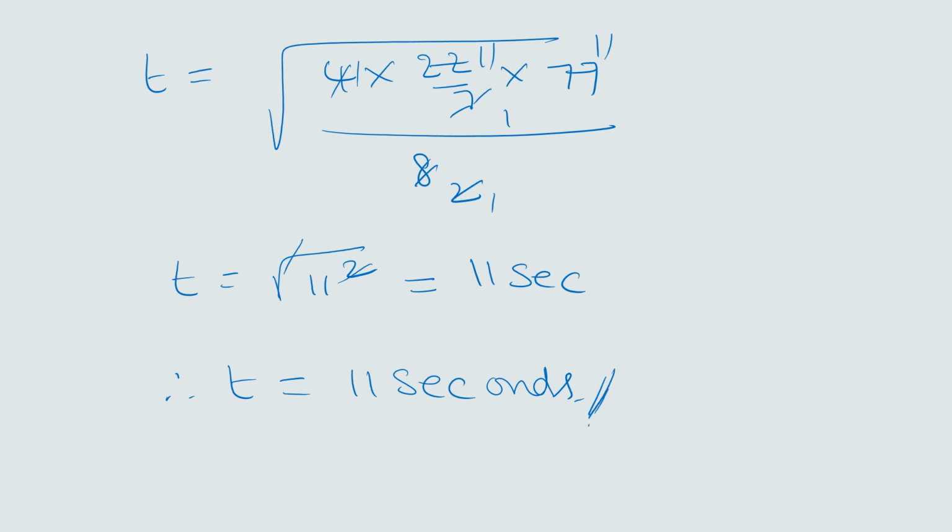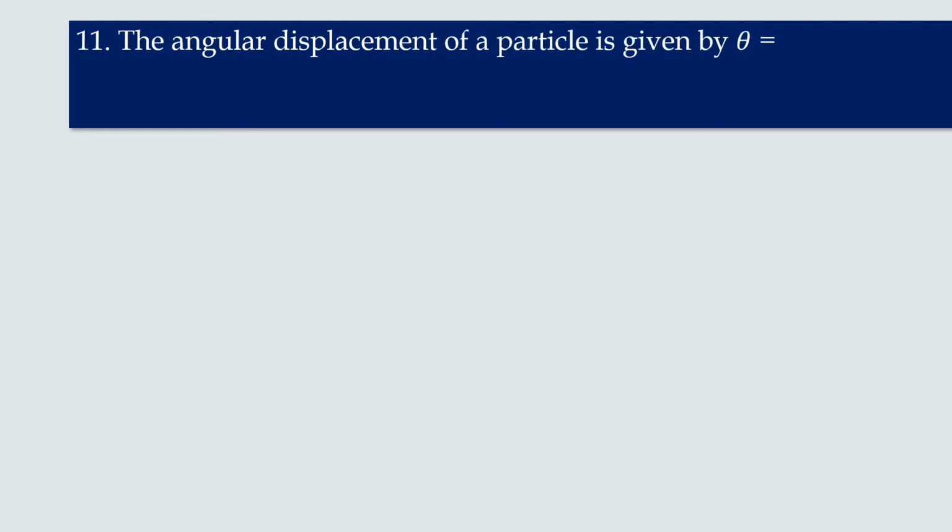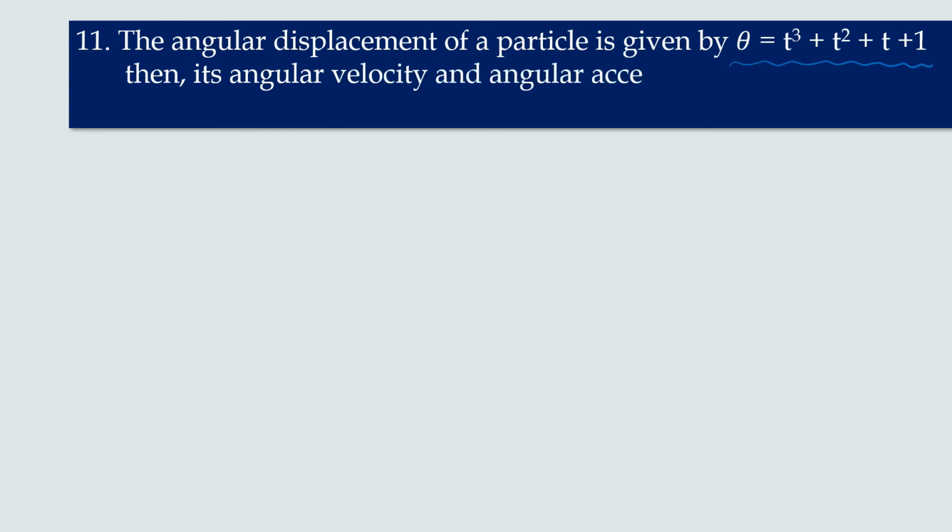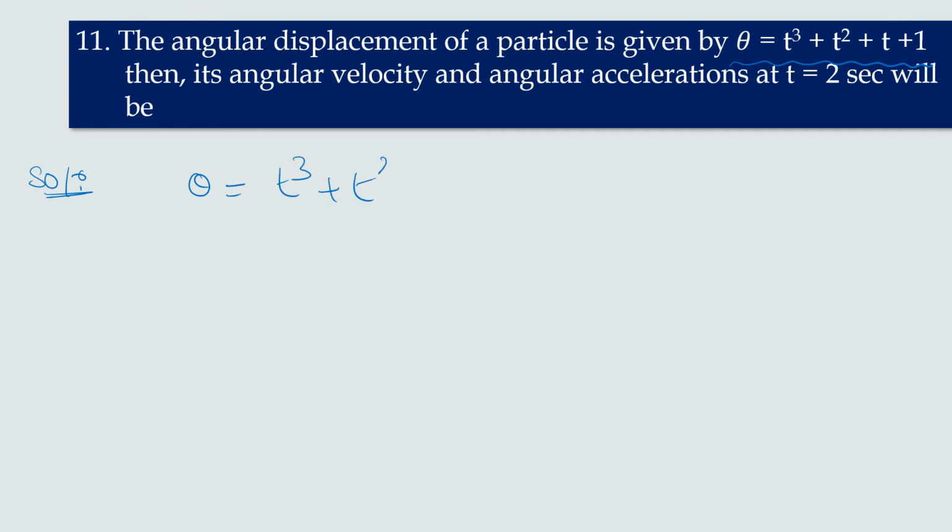Okay. Next we will go to the next question. The angular displacement of a particle is given by theta is equal to t cube plus t square plus t plus 1. Then its angular velocity and angular acceleration at t equal to 2 seconds will be. Now let us go to the solution. We have to calculate both angular velocity and angular acceleration. They have given the expression theta is equal to t cube plus t square plus t plus 1, and t is equal to 2 seconds.